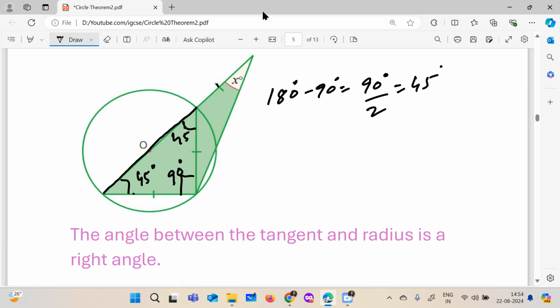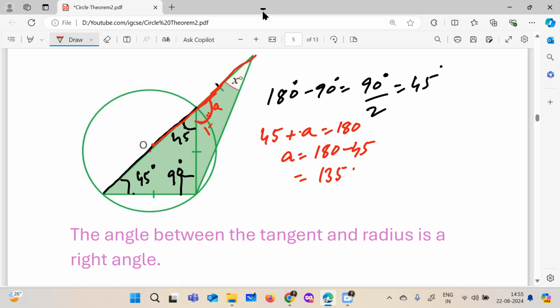Okay, now you have to look for another theorem here. You can see one line here. This is 45 degrees, and then we have to find this one. So what will this be? We know that the sum of the angles on a line is 180 degrees. So 45 plus something, let me write this as a, is equal to 180 degrees. Hence a is equal to 180 minus 45, that will give you 135. So this is 135, right?